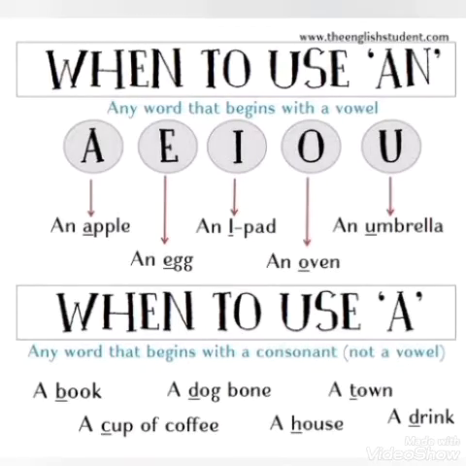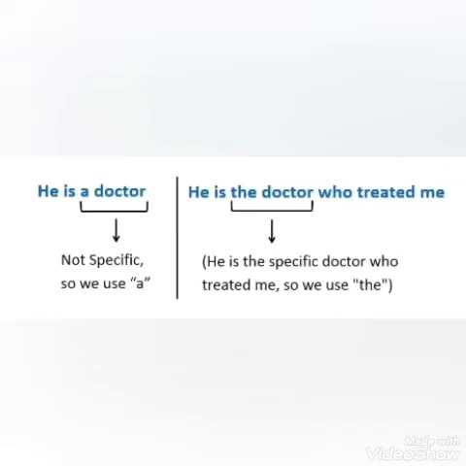"An" is used with the things that are starting with the vowels a, e, i, o, u, and "a" is used with the consonants other than the vowels. Like apple, a is a vowel, so we have to add "an", and book, b is a consonant, so here you have to add the article "a".